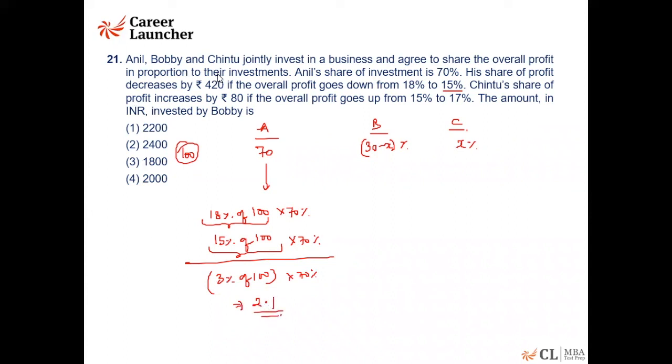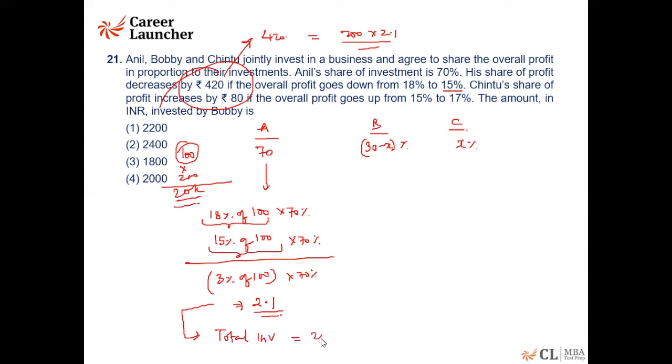But in our question, the actual difference is 420. 420 is 200 times 2.1, which means the investment should also have been 200 times 100, which is equal to 20,000. So this tells us that since 420 is 200 times 2.1, the total investment should also be 200 times 100, which is equal to 20,000. This is useful information while working with Chintu.